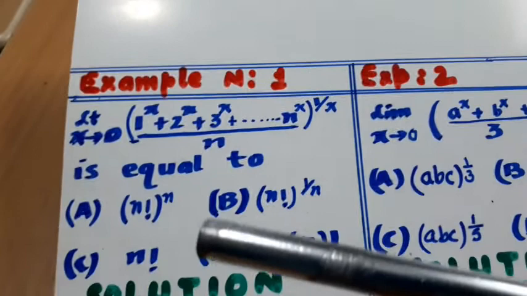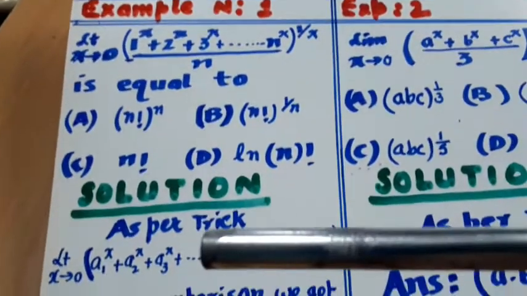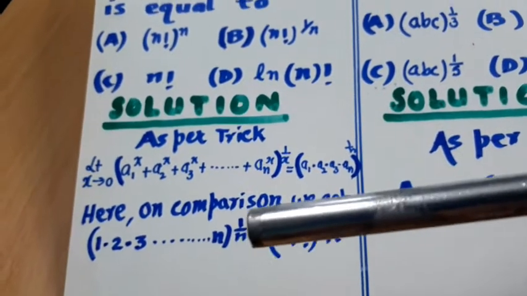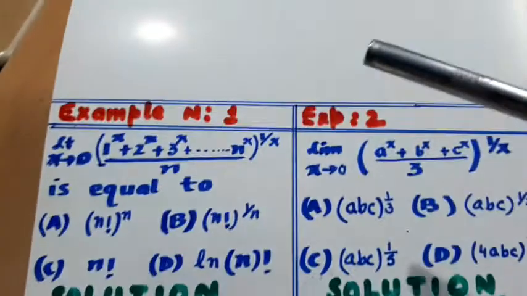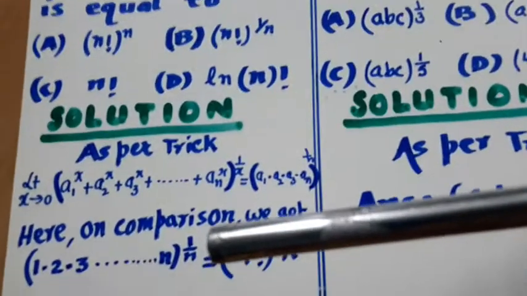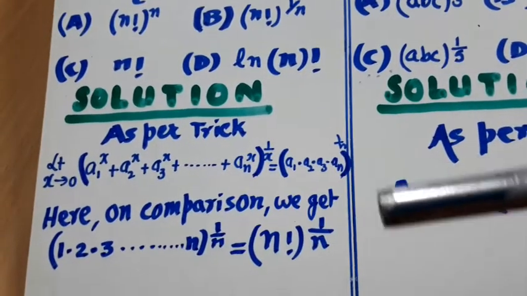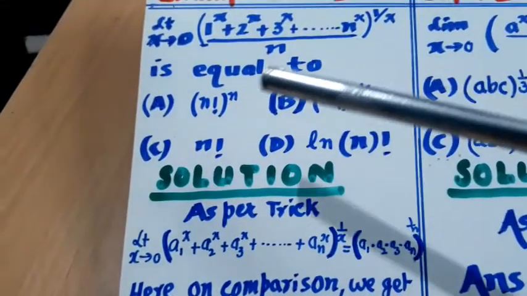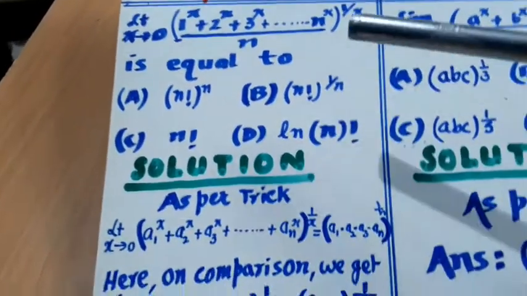That is 1 into 2 into 3. Comparison करने से 1 into 2 into 3 so on up to n, raised to power 1 over n. This is n factorial, raised to power 1 over n. The answer is this one, B.